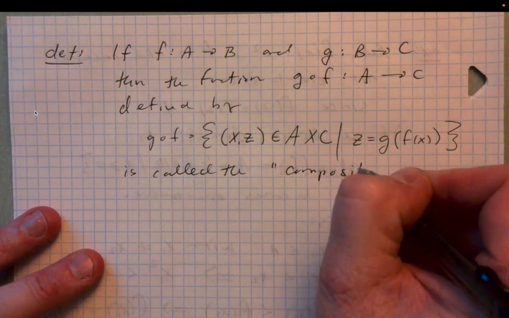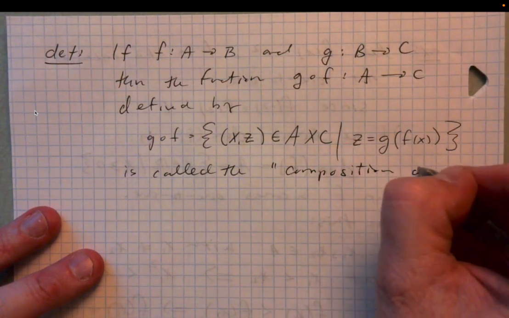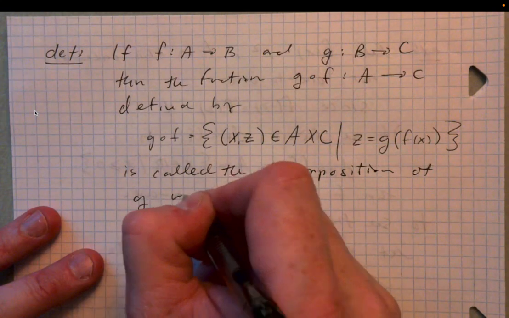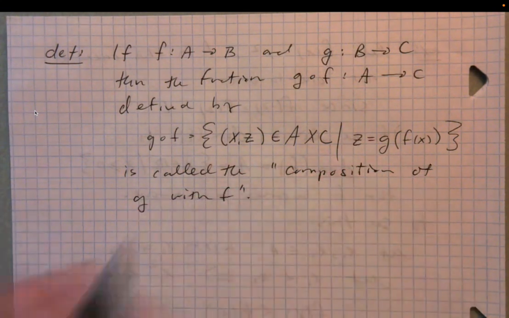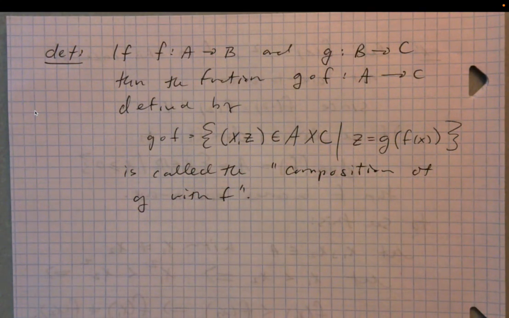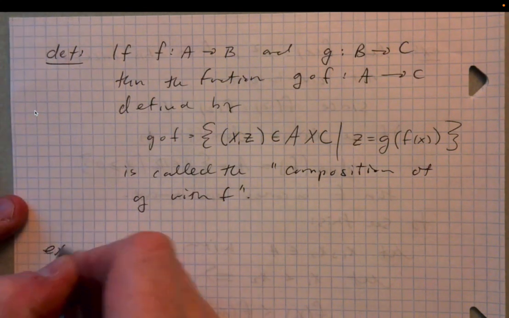It's the composition of g with f. This is the composition function. Composition of functions is basically taking a function and plugging it into another function. We've certainly seen this before, but we need to review it. We need to make sure that we're clear on it, that it's at the forefront of our minds, because we will be using it. So let's see an example here.